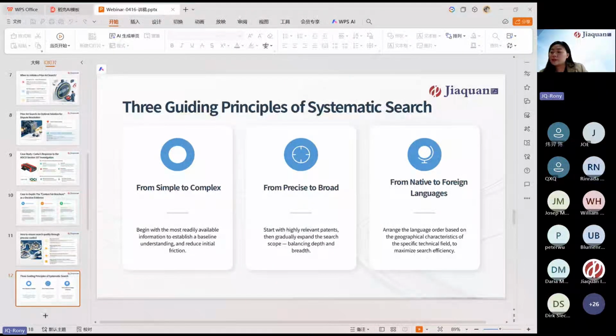Well, of course, from native to foreign is more suitable for Chinese searches because there is a larger amount of Chinese prior art in the database, and searching in Chinese prior art often gives us good evidence. However, some technical fields may have developed earlier in some specific countries or regions. And in those cases, we may need to consider the specific situations of the technical route and start from a specific language before expanding to other languages.